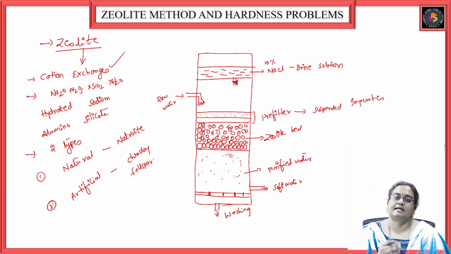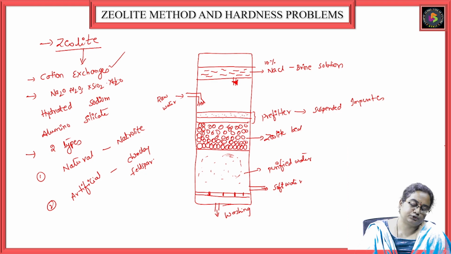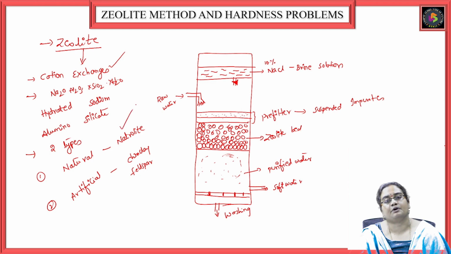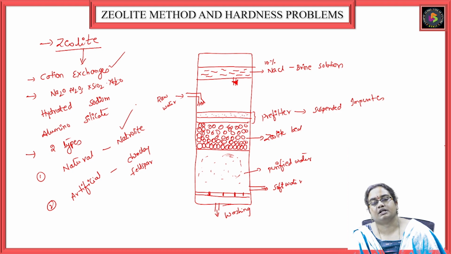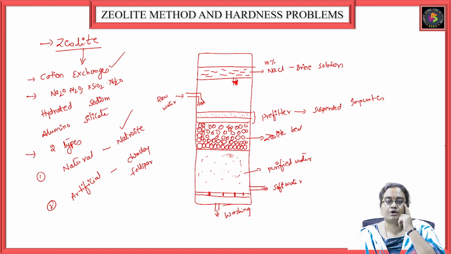So zeolite is a cation exchanger. The chemical composition is hydrated sodium aluminosilicate. These are of two types. One is natural and the other one is artificial. The natural one is natrolite. The artificial one is China clay and feldspar. Now move on to the process.